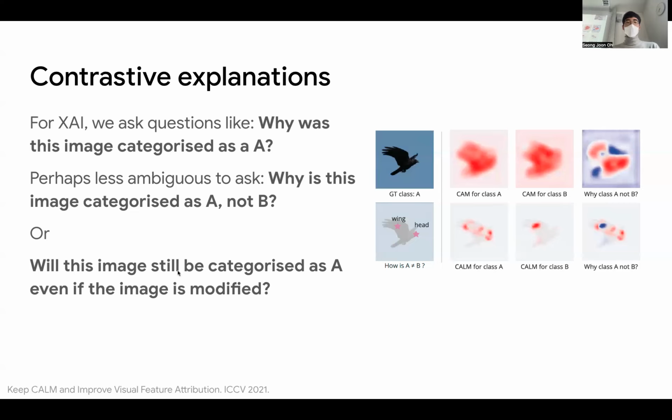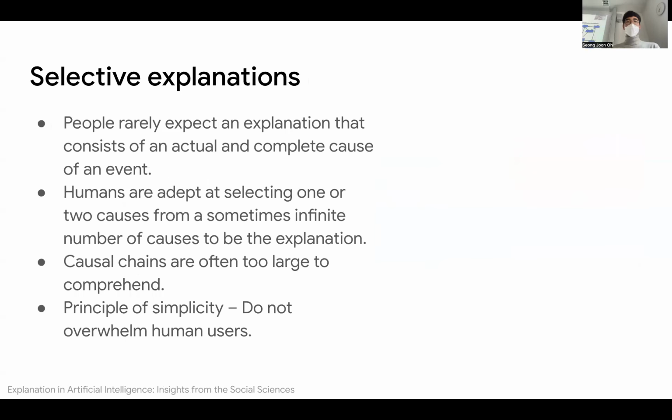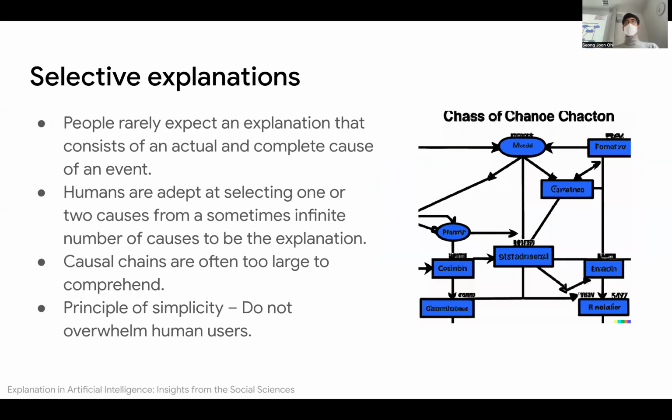But actually, this kind of question is implied in many XAI questions as well. We're going to talk about that later in next week's lecture. So in a sense, input gradients are also asking this kind of contrastive question. I'm going to explain how that is so, because apparently it doesn't look like asking for a contrastive explanation.